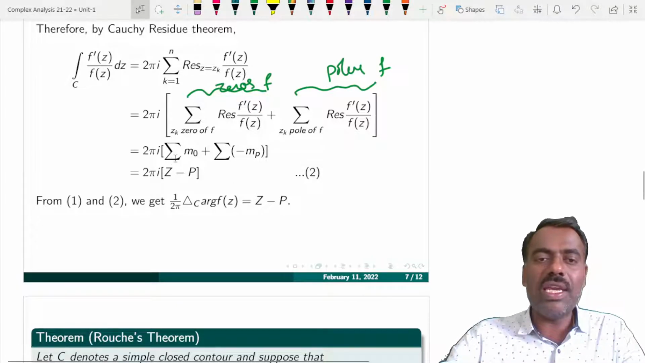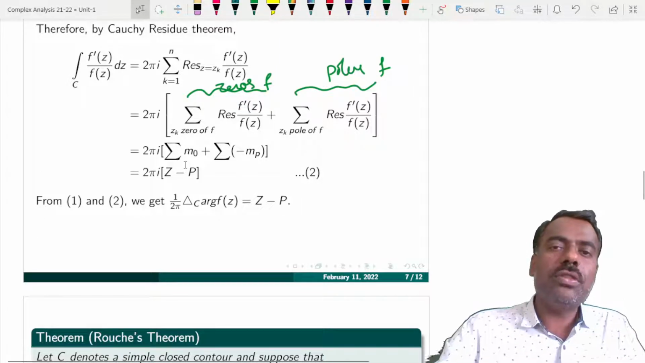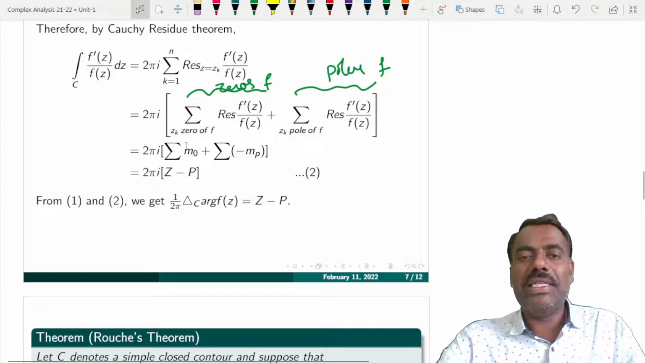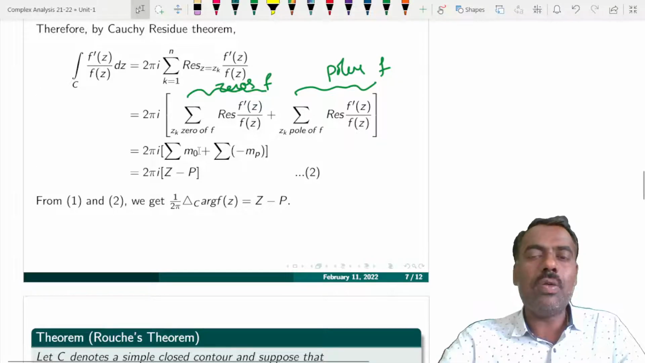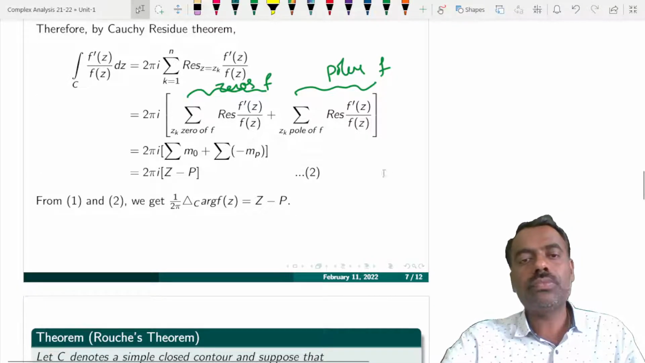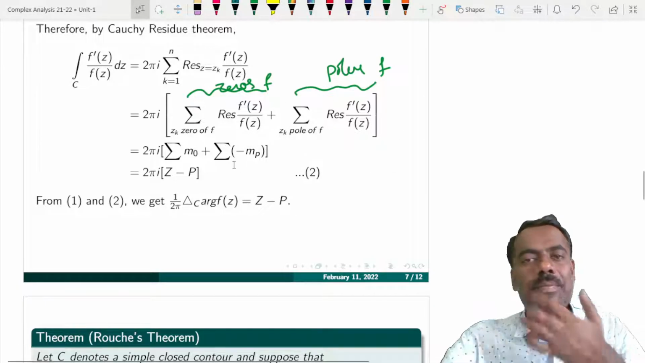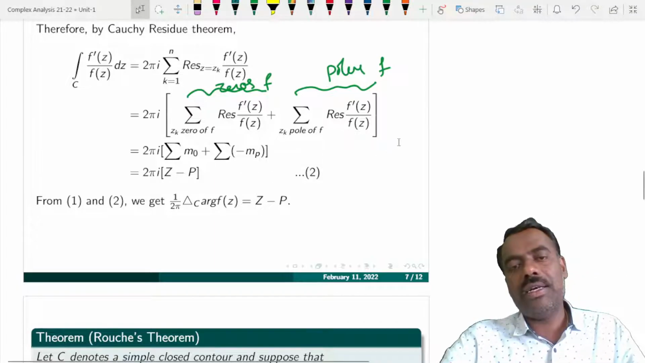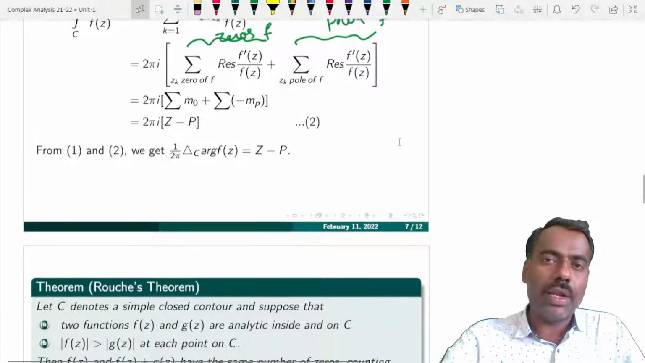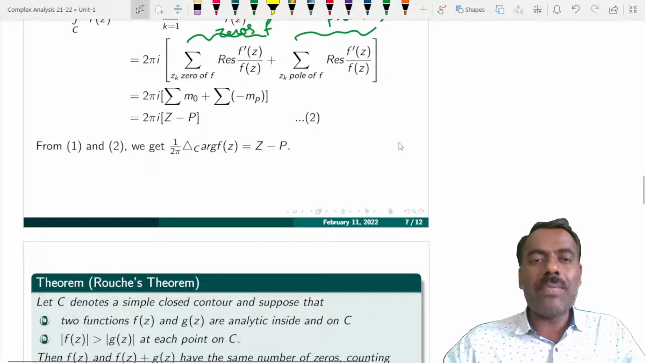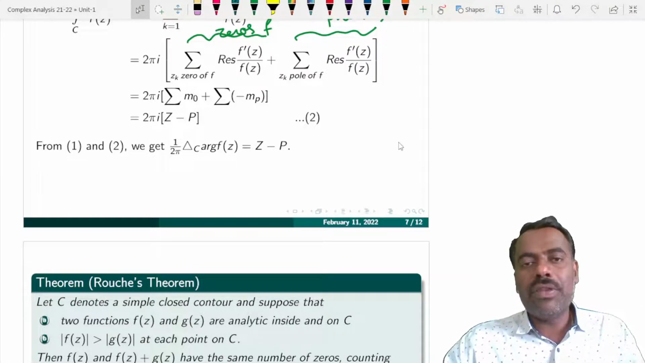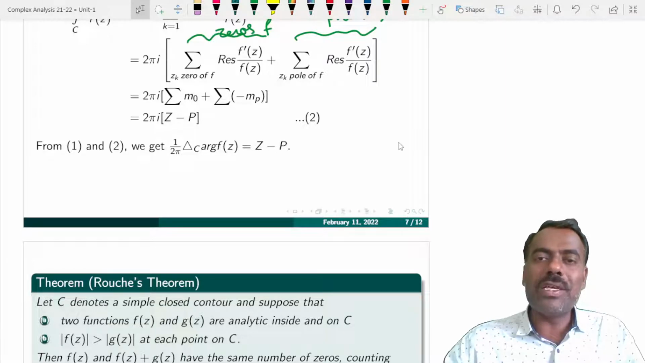So what we are taking here is the sum of all zeros including multiplicity, right? Those m naught are how many times each zero is repeating. Similarly, for poles, this mp denotes how many times it is a pole, of which order, right? So this summation of m naught is nothing but the number of zeros with multiplicity. Similarly, the sum of mps is nothing but the number of poles, right?